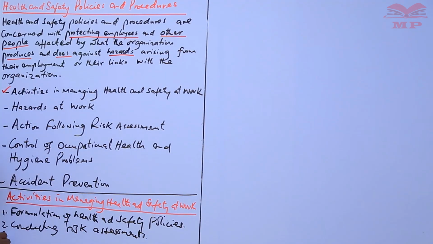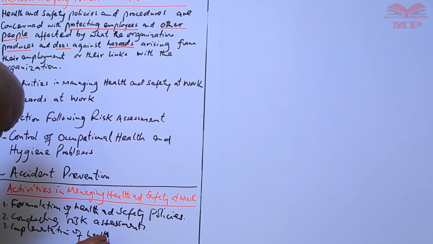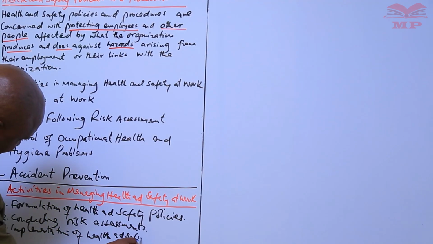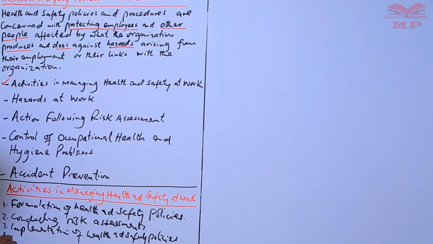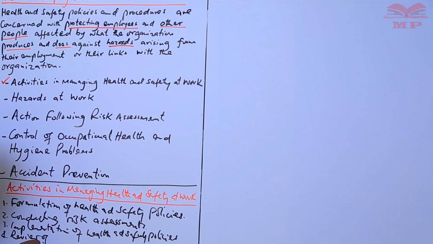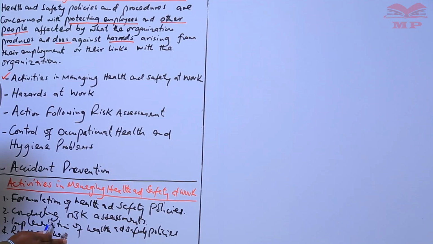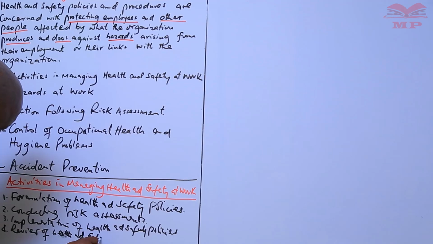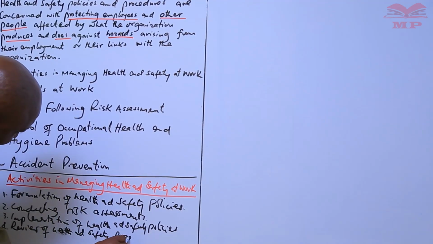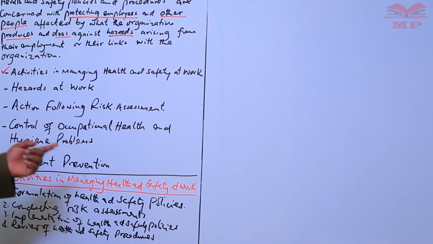There may also be implementation of health and safety policies. There might also be review of health and safety procedures. So these are activities in managing health and safety.